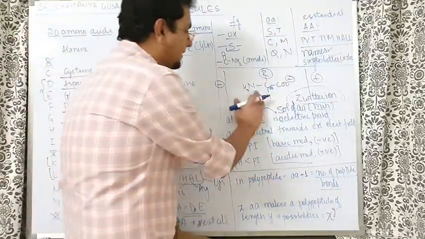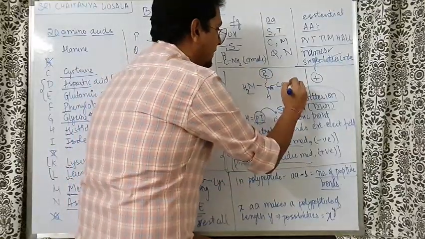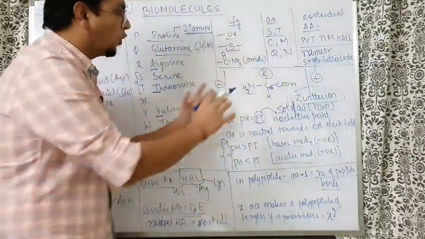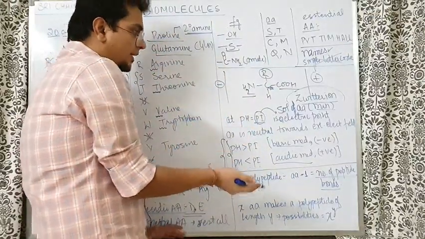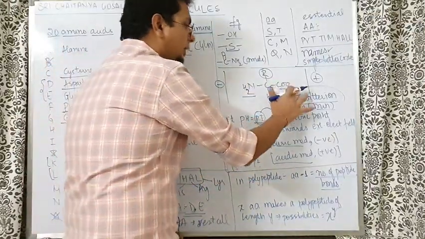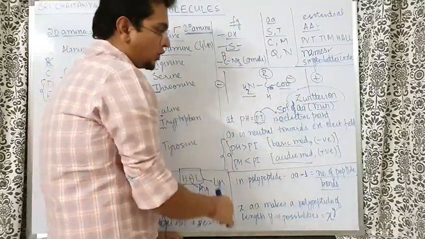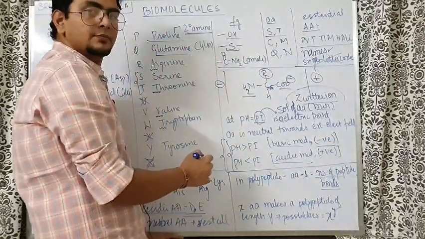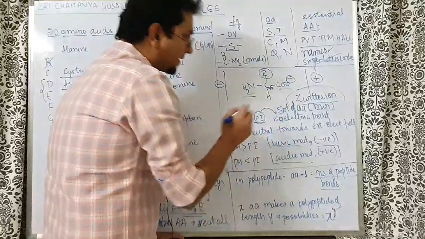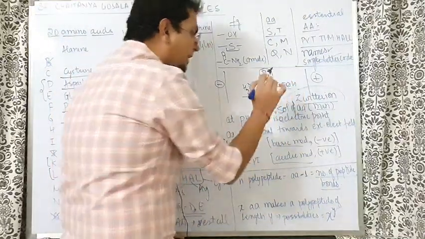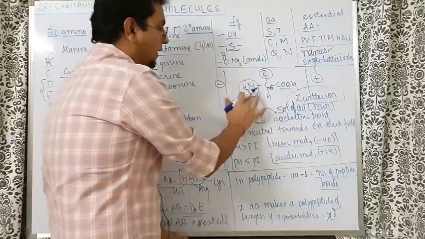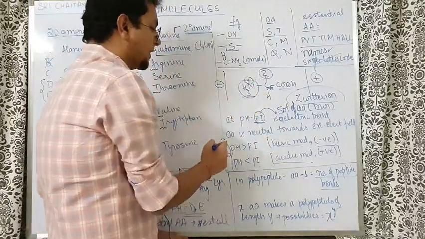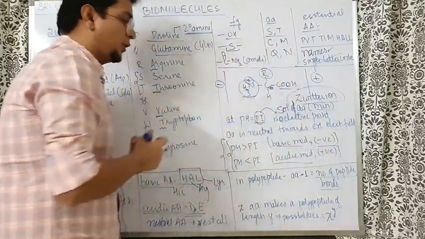Imagine if the basic medium is more. If the basic medium is more, who will react, the COOH or the NH2 part? If the basic medium is there, the acidic part will react. Deprotonation will be more. If deprotonation is more, negative charge will be more. Similarly, if the acidic pH is there, then the base will react more. And because H plus is more, NH3 plus will come, and positive charge will come in the amino acid.